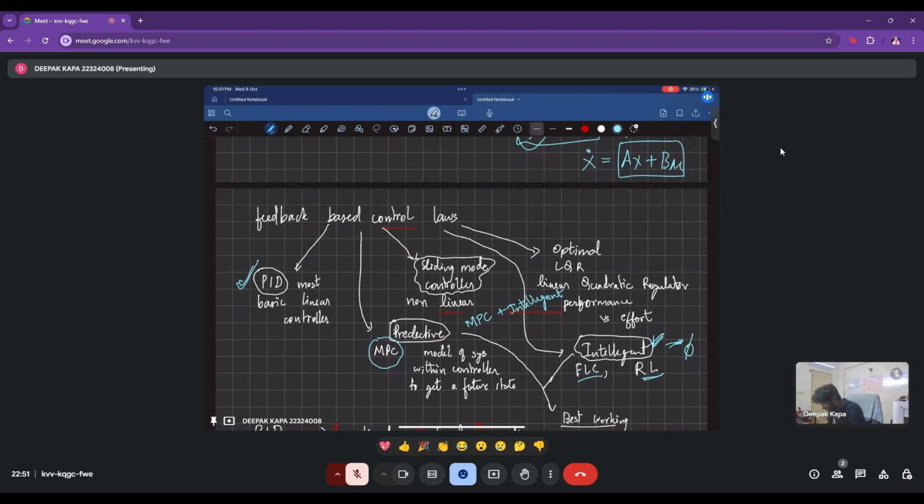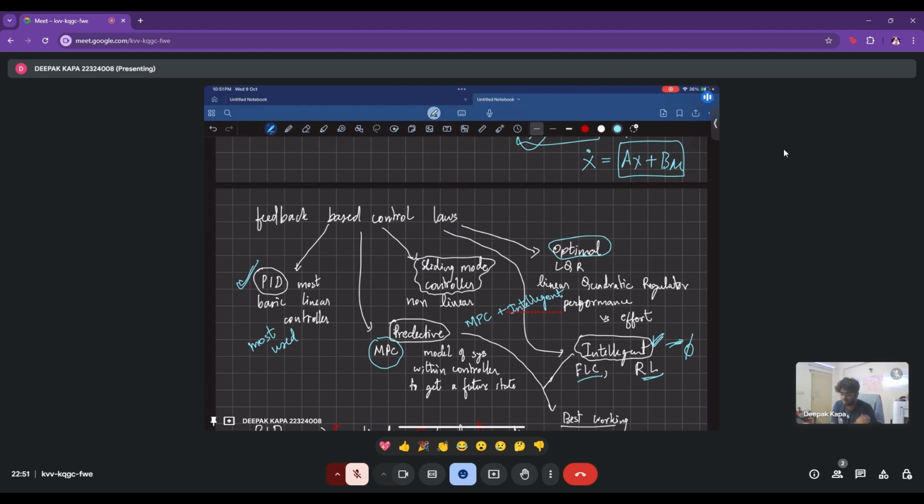The most basic, and sometimes the most used one, is the PID controller, which is a type of linear controller. I'll talk in more detail about it later on. And a non-linear type of controller is a sliding mode controller. One set of controllers are called the optimal controllers. One example which I've written here is LQR, that's linear quadratic regulator.